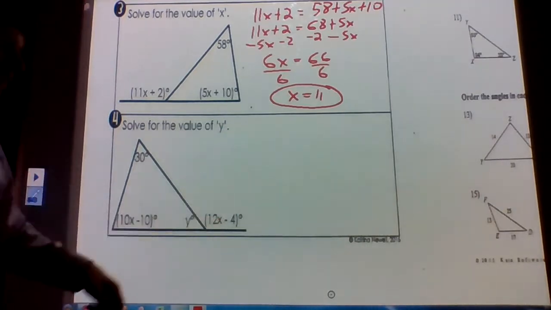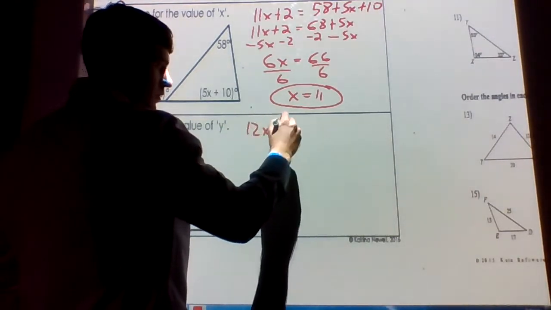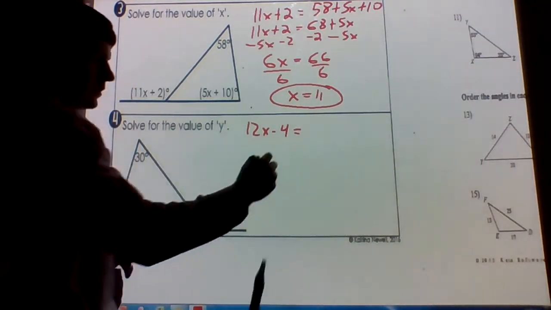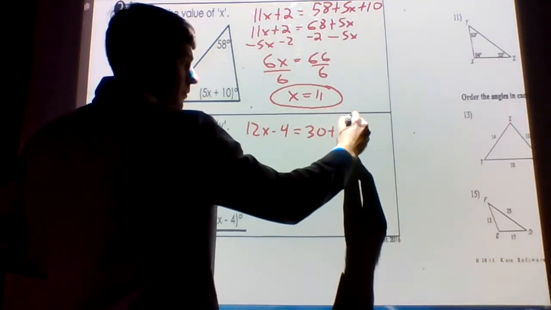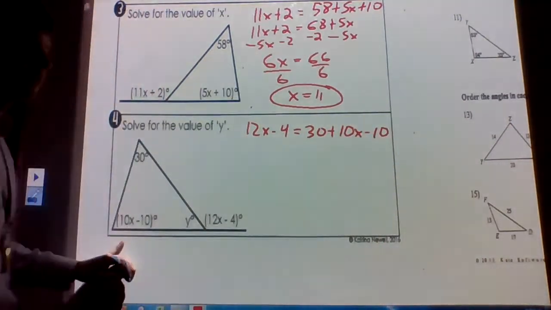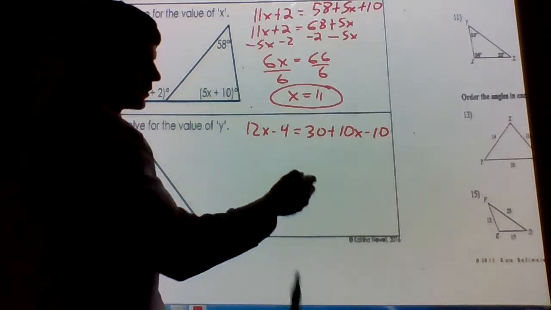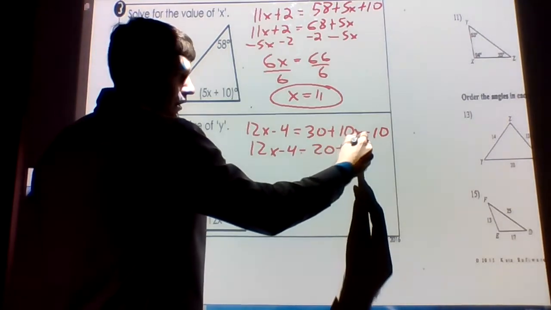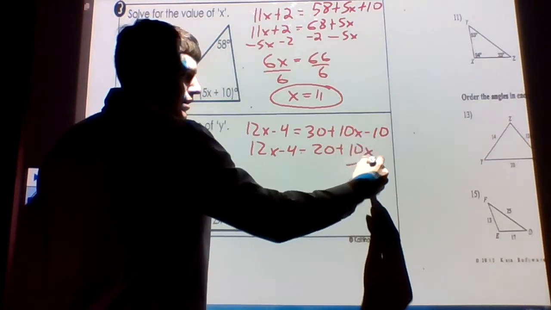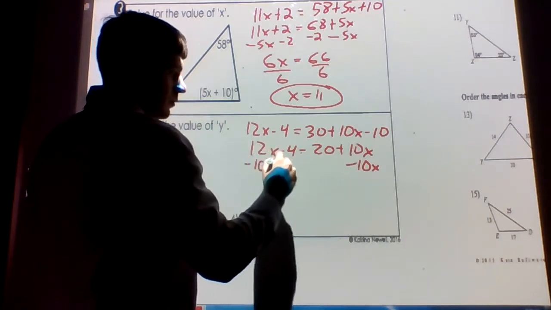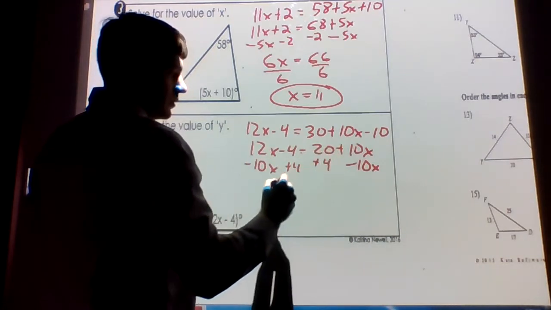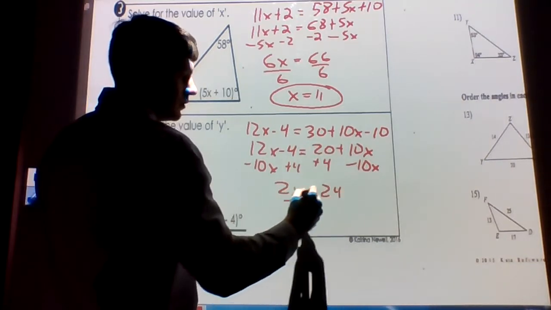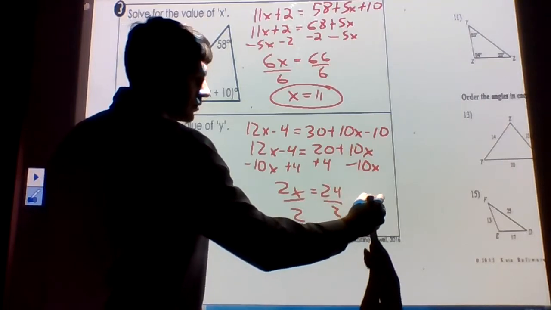Our exterior angle is 12x minus 4. The remote two or opposite two interior angles are 30 and 10x minus 10. Okay, just menu 3-1, put it in the calculator, it'll tell you x, or we can solve by hand. 12x minus 4 is going to equal 20 plus 10x. We can subtract 10x from both sides and add 4 to both sides. So we have 2x equals 24. And when we divide by 2, we get x equals 12.